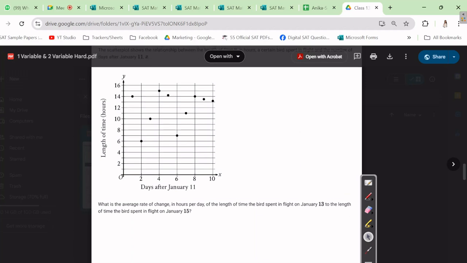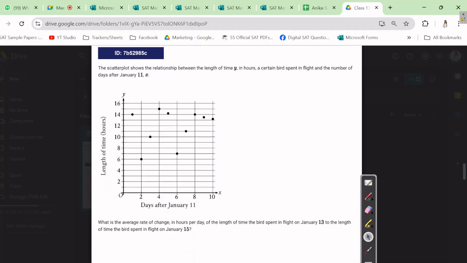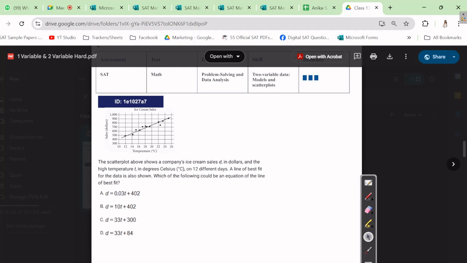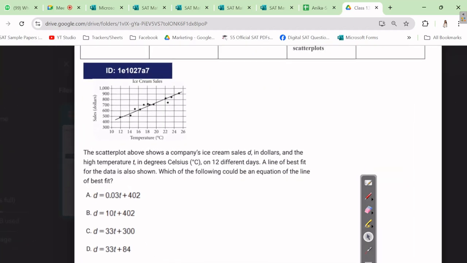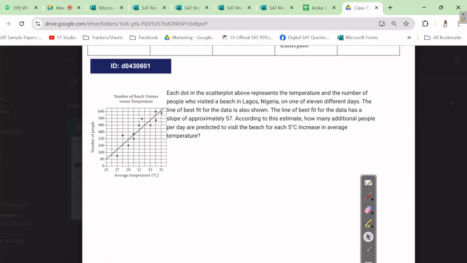Okay, there is this one as well. I think this is easy. I want to do that one. See, Anika, in most of the questions you will be asked to interpret the meaning of slope and the y-intercept given in the assignment. This one is about interpretation of slope and the y-intercept. This is another type of question that you can expect.